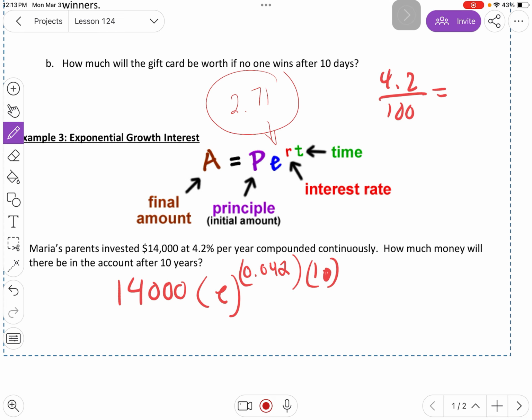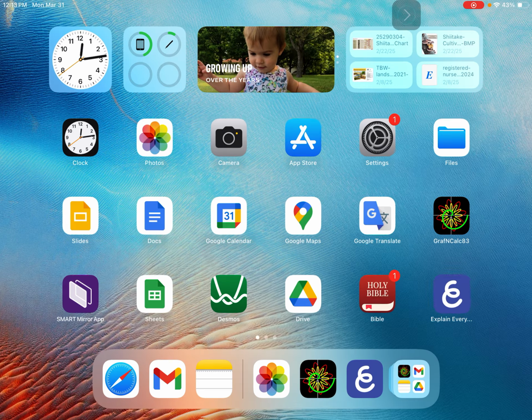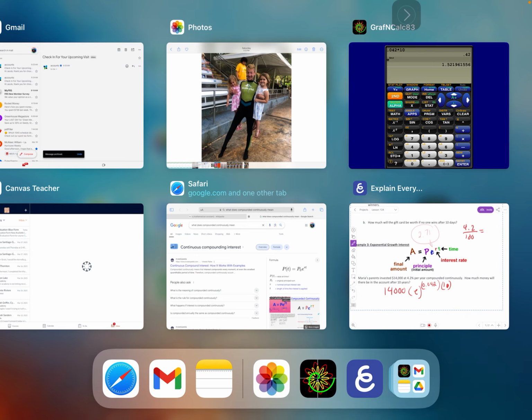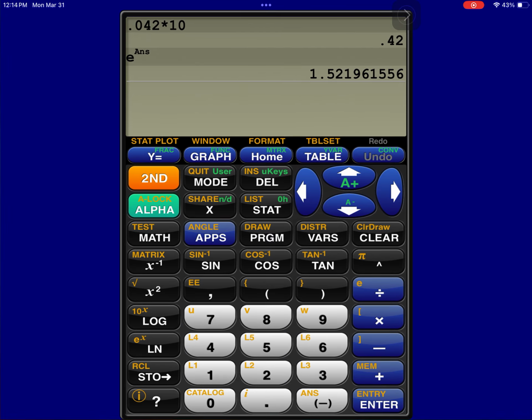So in my calculator, if I take the rate 0.042 and multiply that by 10 years, I've got 0.42. And then I'm going to take the natural number, e, and raise it to that power, second answer. And that is 1.5. So then I have 1.5 times 14,000. So I'm going to do second answer times 14,000.